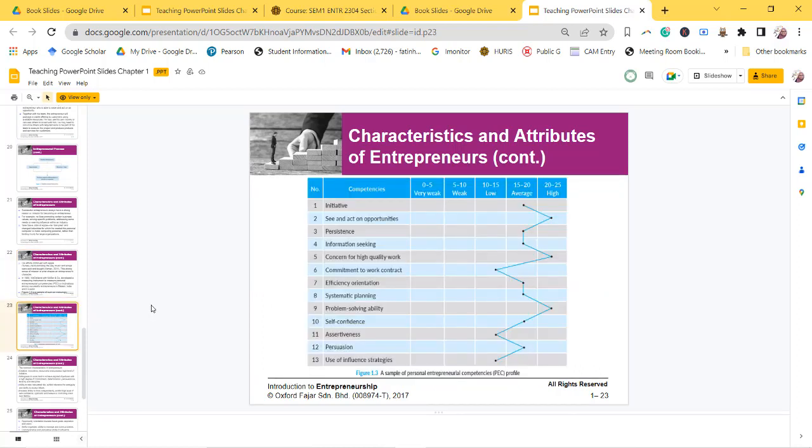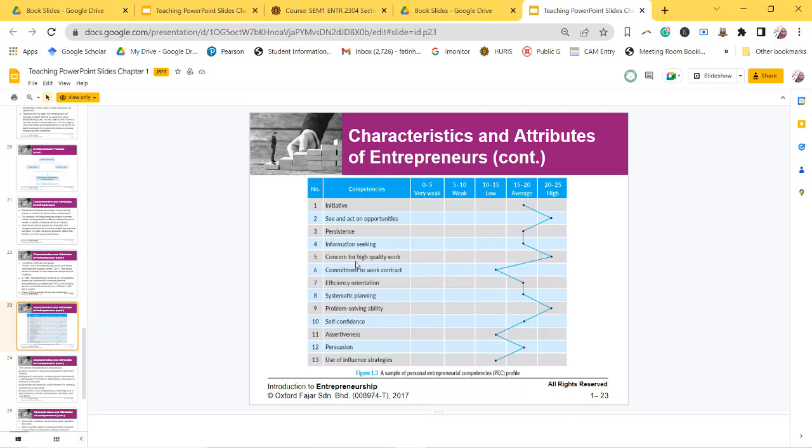So this is the characteristic. Basically, the characteristic for entrepreneurs to take initiative is quite... It's okay to be average, but when it comes to seeing and acting on opportunity, it must be very high.